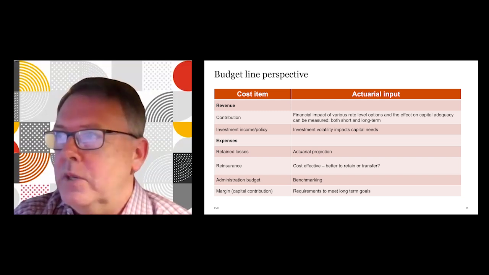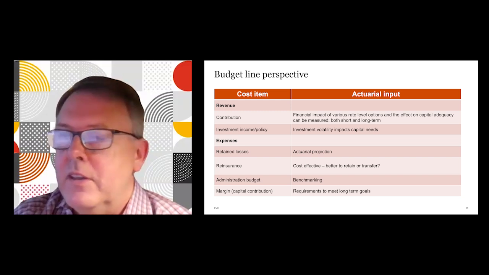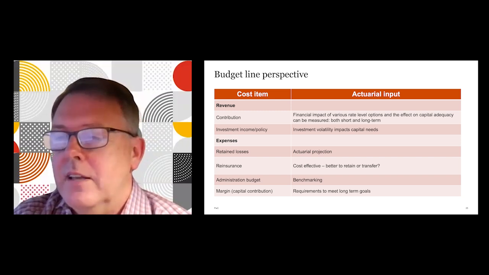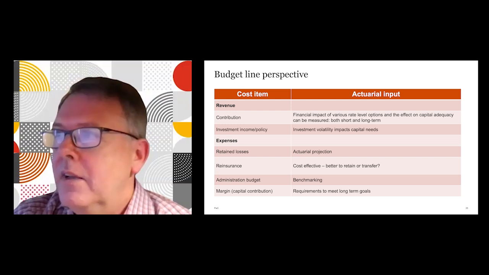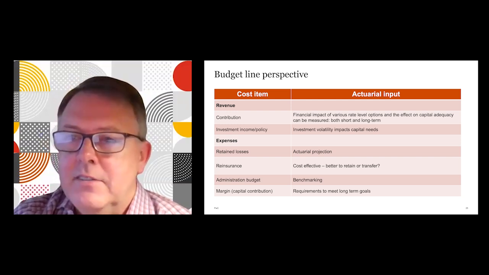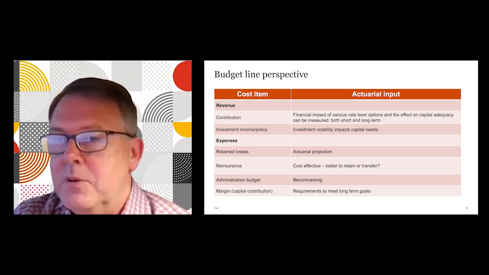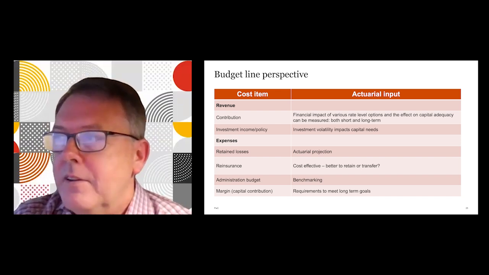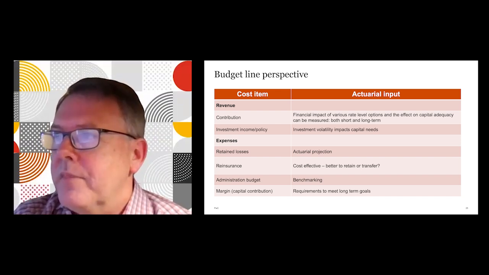Clearly on your expenses and retained losses, the actuary is giving you that projection. They can help with that. Reinsurance is getting to be a bigger and bigger purchase. Well, is it really cost effective? Is it better to retain some of this risk versus transferring? Again, the actuary is the one that's going to be able to frame up that decision.